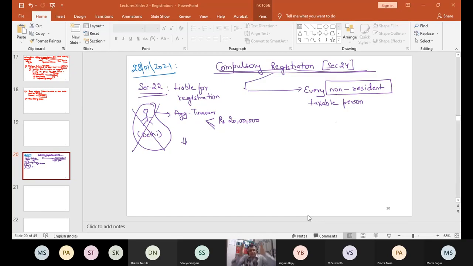Section 24 in the act says that these persons are liable for registration, who have to take compulsory registration. But I cannot read that section in isolation. I have to depend on section 23 also, because section 23 says in any case the following persons are not liable for registration. So that is why I say read 22, 23, 24, 25 together or collectively. That's it. So let me start writing some simple points.